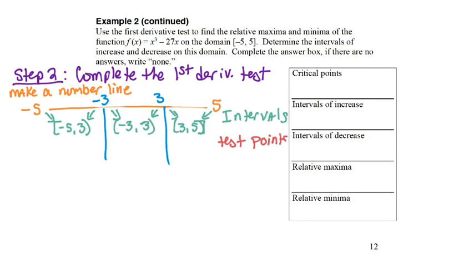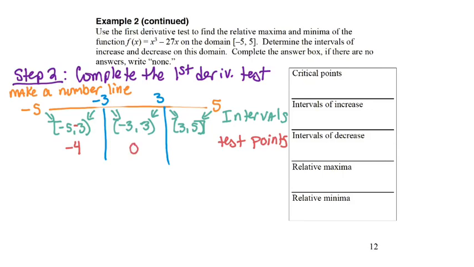Now I need to find test points from within the interval. So looking at negative 5 to what should be negative 3, I chose a test point of negative 4. If I chose negative 2, that's too small. It's outside of it. We tend to pick whole numbers as test points, but you could have picked negative 3.1, negative 4.999. Looking at negative 3 to 3, there's a lot of whole numbers in between those two ranges.